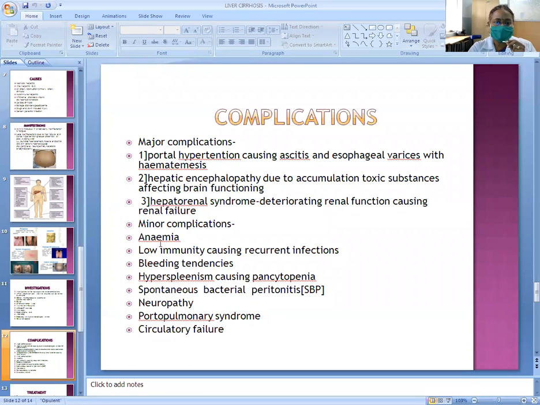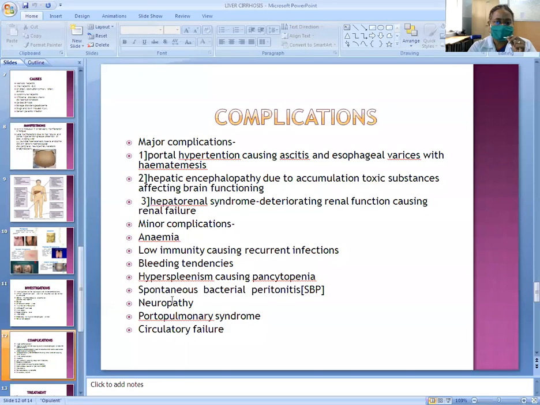So these are three main complications: renal failure, encephalopathy, and portal hypertension. Other minor complications are anemia, and patients having low immunity, so they are prone to recurrent infection. Bleeding tendencies, hypersplenism: an enlarged spleen causes destruction of all cells, RBC, WBC, and platelets. That is called increased sequestration of cells by the enlarged spleen. Now, this condition is called hypersplenism, and this hypersplenism results in pancytopenia: decreased WBC, decreased RBC, decreased platelets.